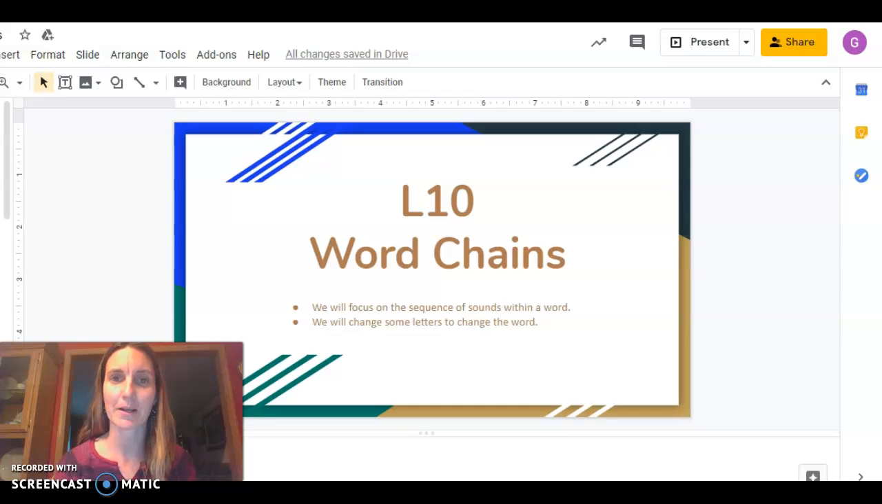Hello learners, today we're going to be looking at word chains. We're going to focus on the sequence of sounds within a word and change some letters to change the word. And this can help not only in our reading, but also when we're spelling words in our writing. So let's take a look at an example of a word chain.